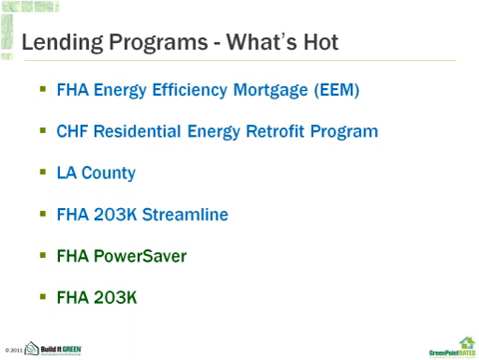Actually, I think I might be only talking about three. There's an energy efficient mortgage we're going to talk about. There is a CHF Residential Energy Retrofit loan. LA County has a loan. And I think those are the three I'm going to talk about. The 203K is for other types of upgrades. So you can use it for energy efficiency, but you can use it for other upgrades as well.